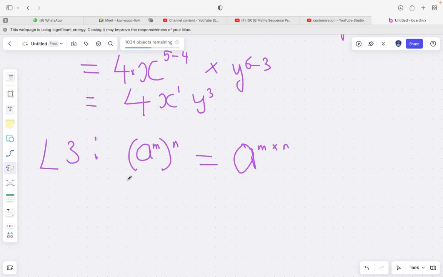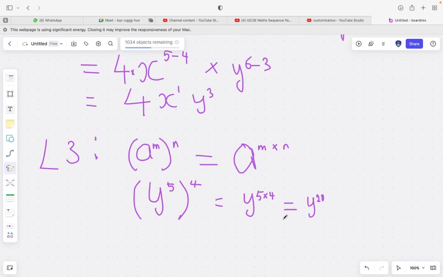If I say y to the power of 5, bracket raised to power 4, this will simply be y raised to the power of 5 multiplied by 4. So the third law is the power law, meaning you have to multiply. When there's a bracket between two powers, you have to multiply those two powers. So you say y to the power of 5 times 4 is 20. So this will be y to the power of 20. It's as easy as this. It's not a big deal.